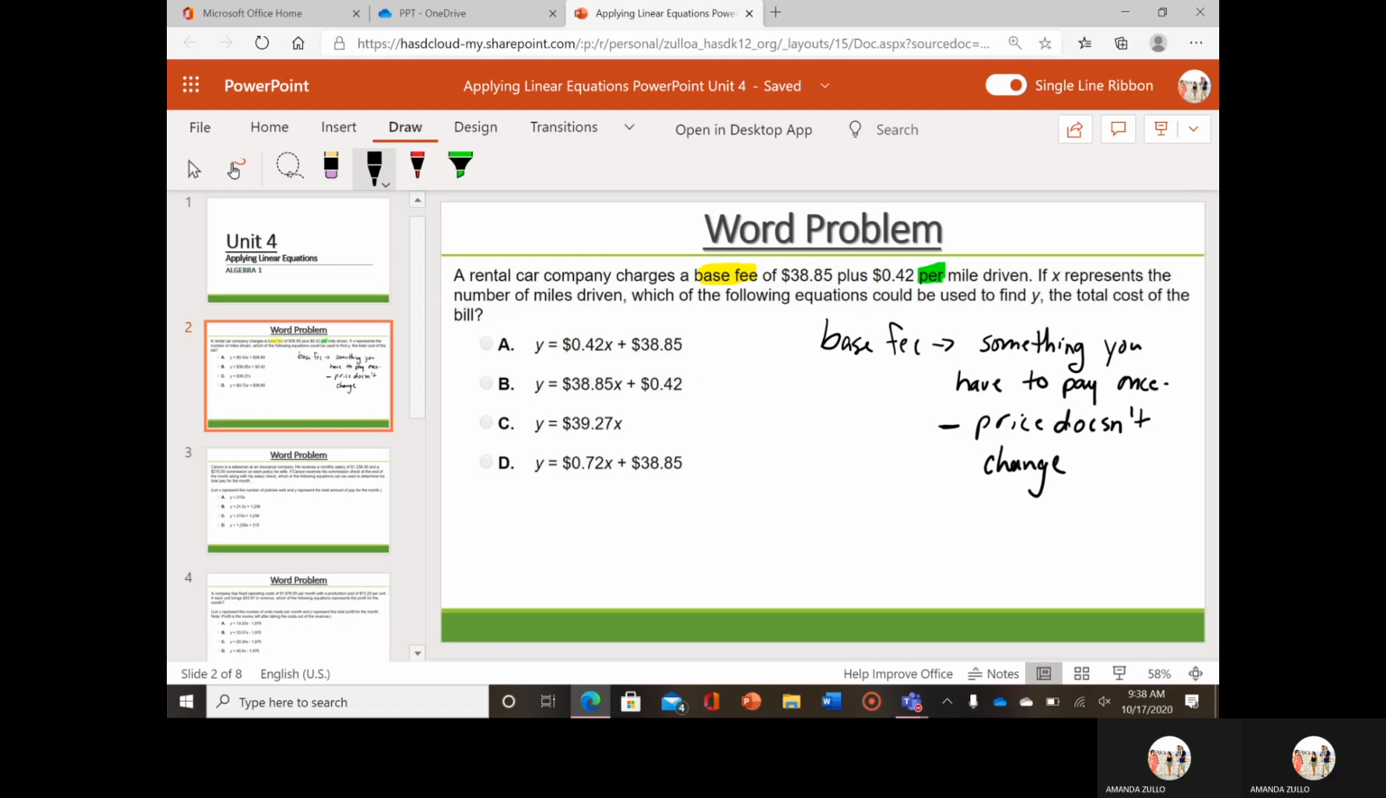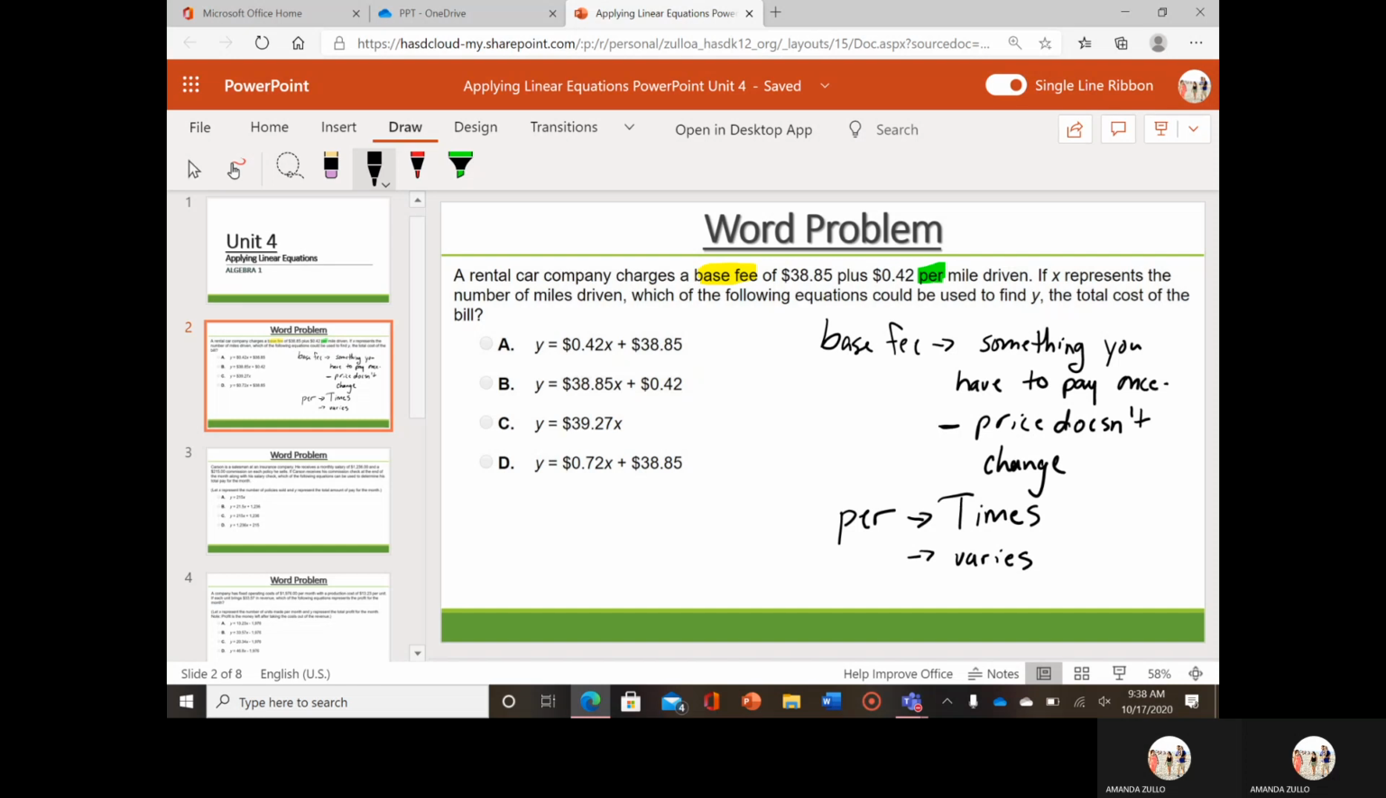Okay, so the price doesn't change. It's something that you have to pay just one time, okay? And whenever you see the word per, this is going to be a big word that you're going to see a lot. Per means times. That means it's going to change. That's the thing that varies. It varies every time that whatever it says.